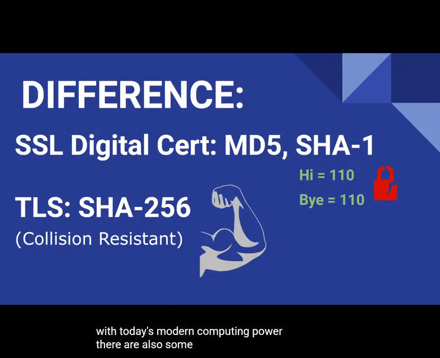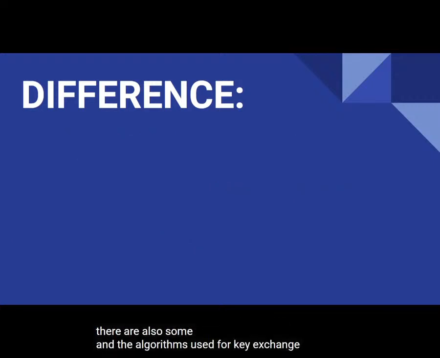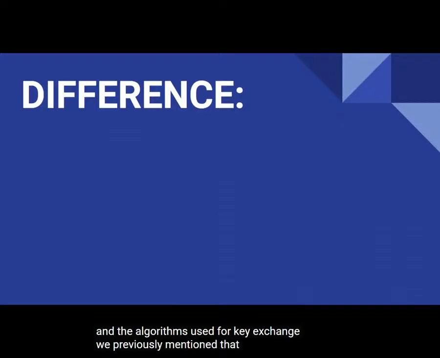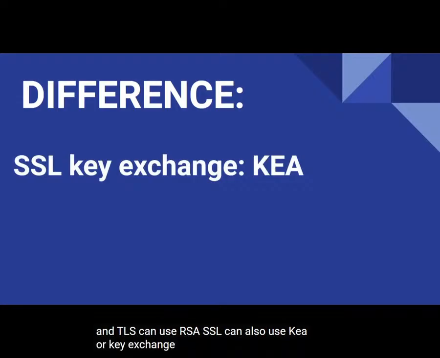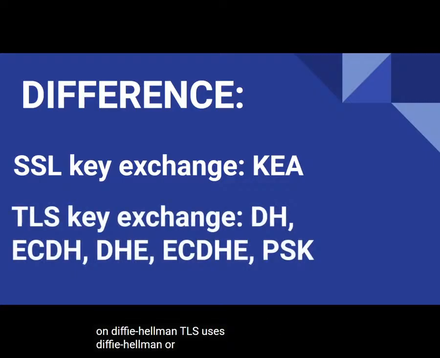There are also some differences in the algorithms used for key exchange. We previously mentioned that both SSL and TLS can use RSA. SSL can also use KEA, or key exchange algorithm, which is based on Diffie-Hellman. TLS uses Diffie-Hellman, or DH variations, which are asymmetric algorithms, or PSK, which stands for Pre-Shared Key Protocol.